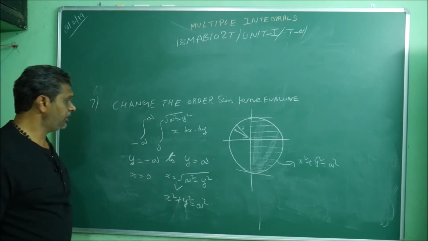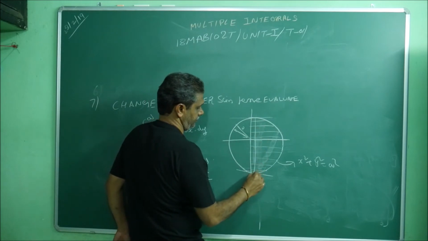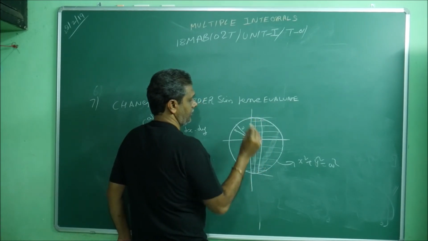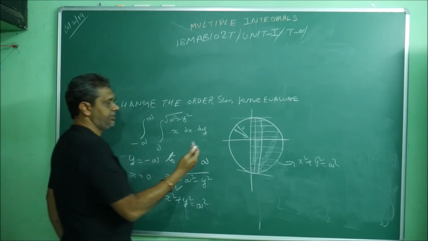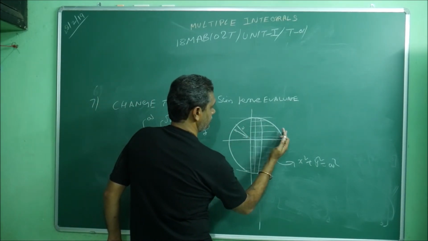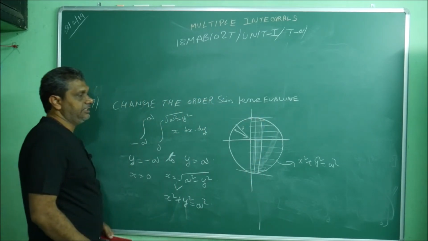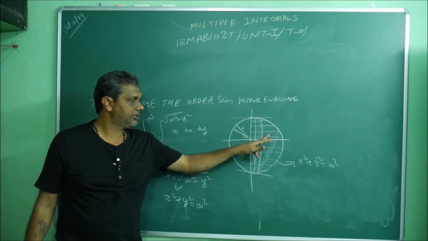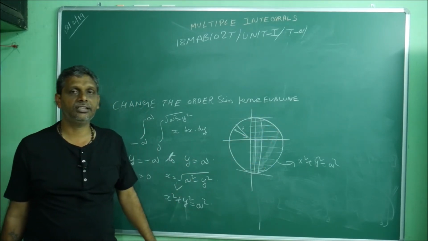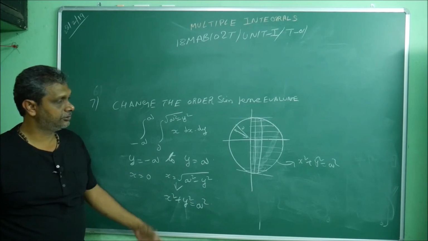Now what am I doing? For the same area I am writing the x constant. For x constant, x limits are 0 to this, but y is what? This minus to this. Instead of taking this, if I take the upper part of this whole area and do it twice, I will get the required area. That is better. The limits also appear nicely, it looks good.